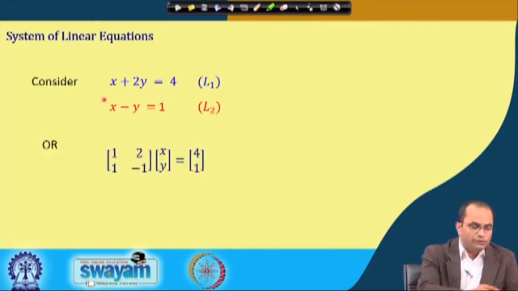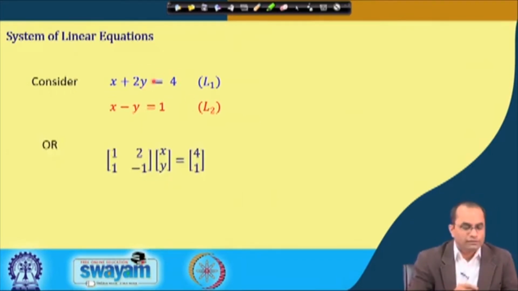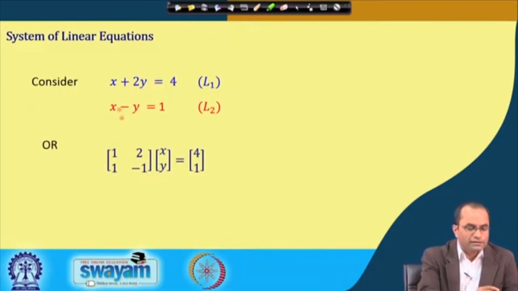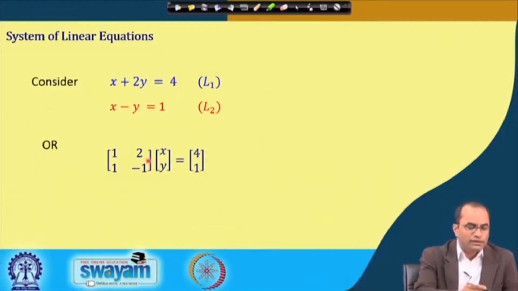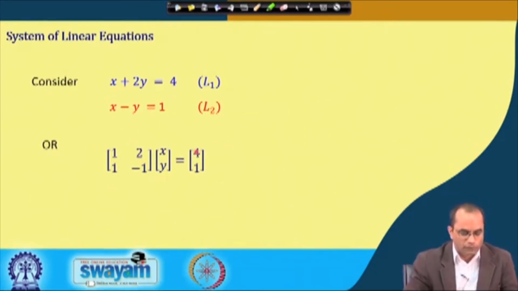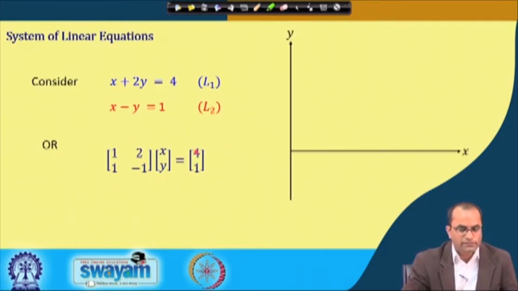So, we can write down this system in the matrix form as well. This will be the coefficient matrix, where we collect the coefficients from the first equation, that is 1 and 2 there, and in the second equation we have coefficients 1 and minus 1. The right hand side vector is 4 and 1, that is written here, and then the vector of unknowns is x, y.